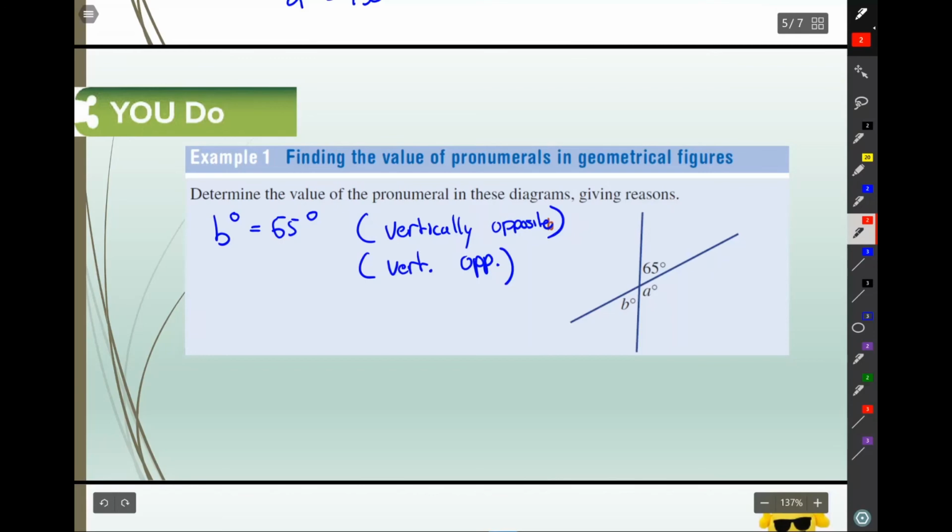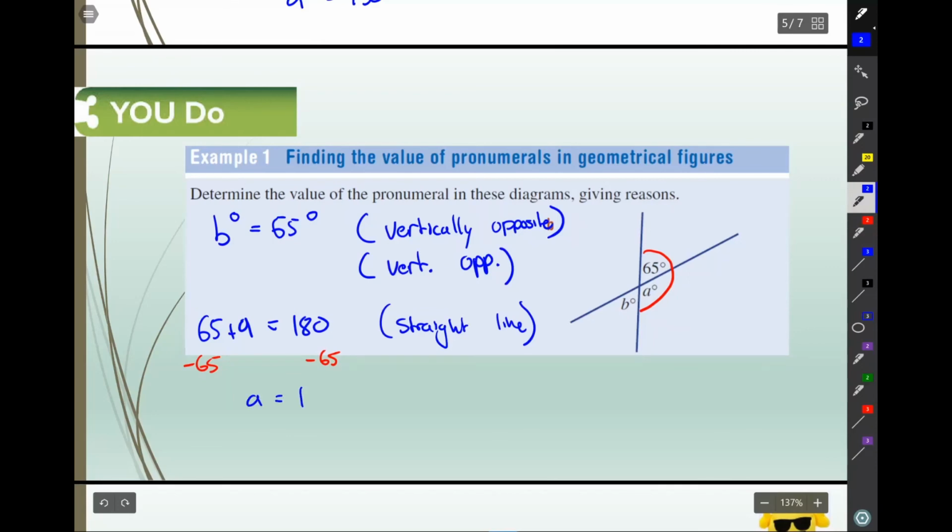Now, the best way to figure out A is to just use the straight line, because 65 and A are supplementary angles. So we do our equations trick and we find out that A is 115 degrees.